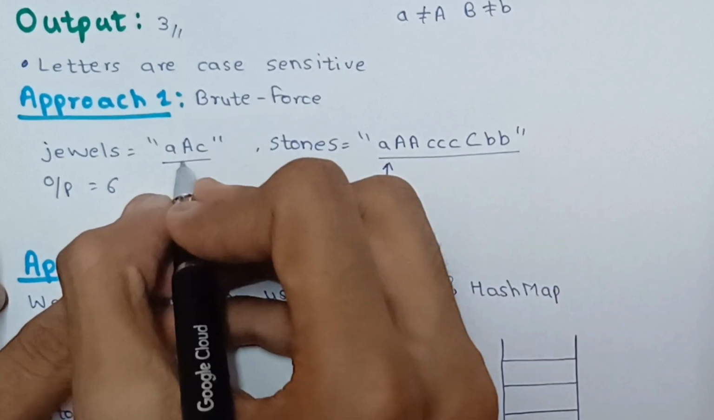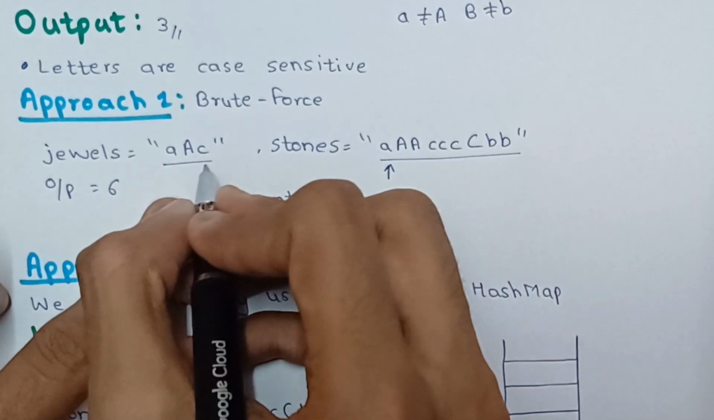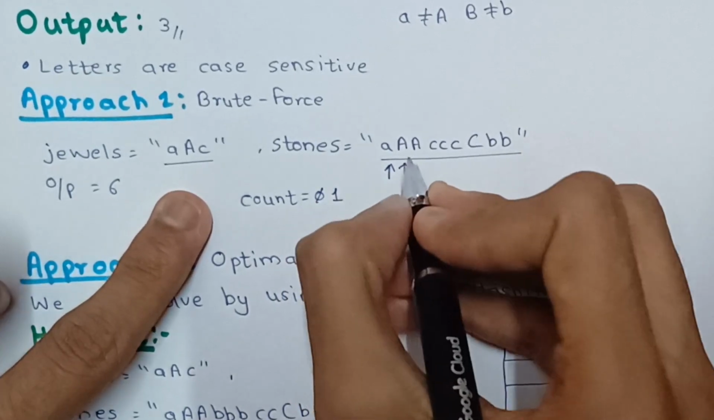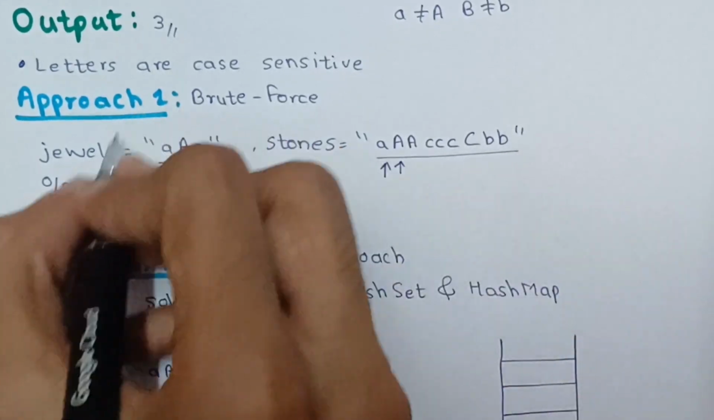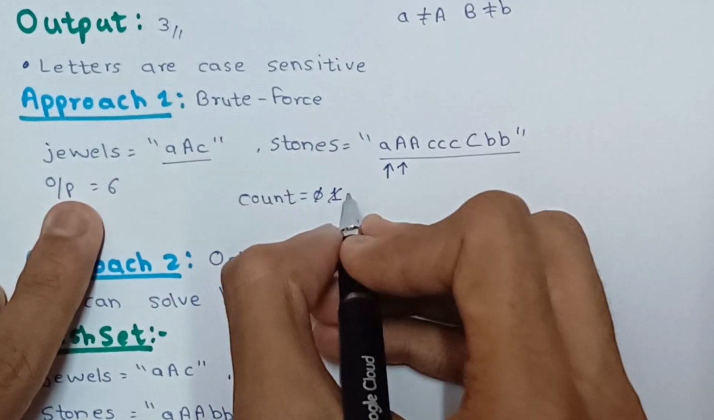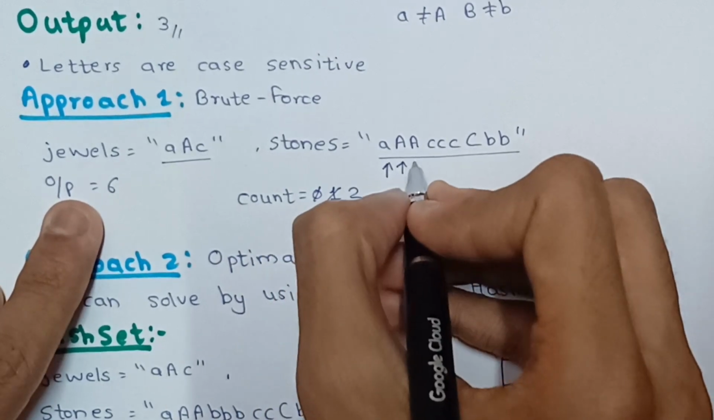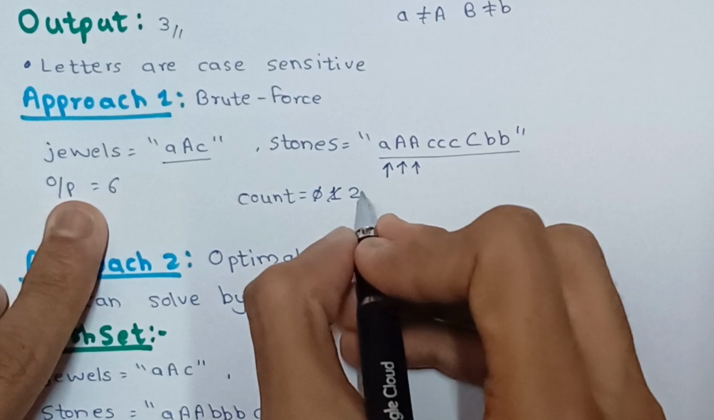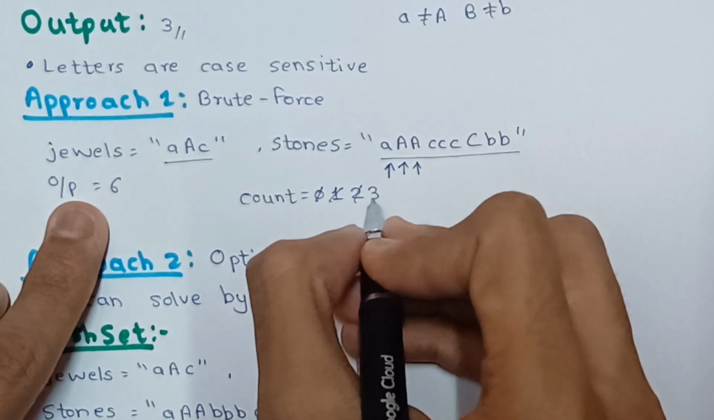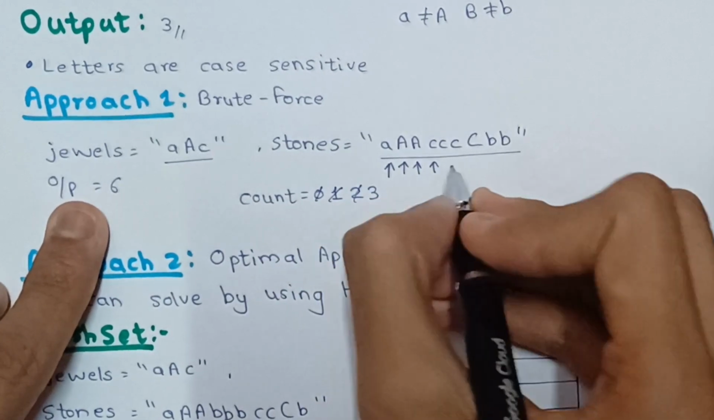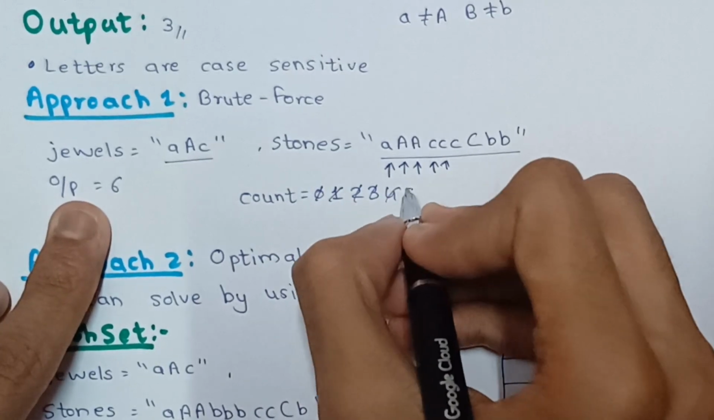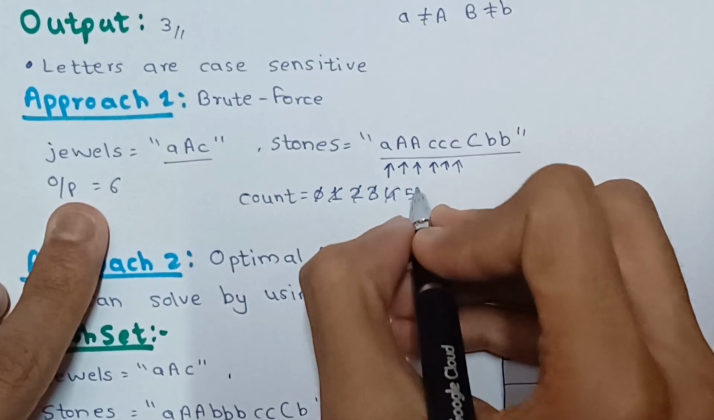Now small a is not equal to capital A, and small a is not equal to small c. Now we move forward and we come to capital A. Now we find the capital A in these jewels, so we again increment count. Count will be 2. Now again we move forward and check for capital A again. Again we found it, so again we increment by 1. So it will become 3. Now our pointer will come to c, and again it will be incremented, again c, again incremented.